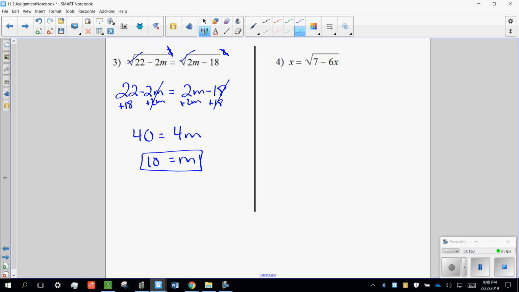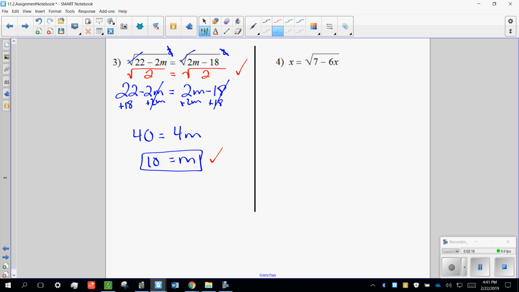Let's check it, make sure that it works. If we plug it in here, we would have the square root of 22 minus 2 times 10. That would be the square root of 2. Is that equal to the square root of 2 times 10, which is 20, minus 18, which is 2? So is the square root of 2 equal to the square root of 2? Sure is. So that is your solution.